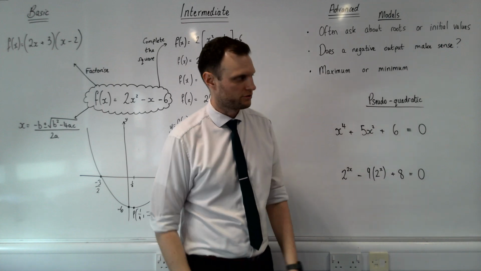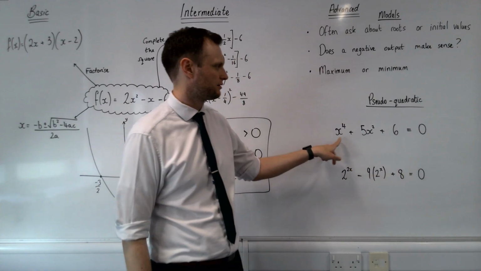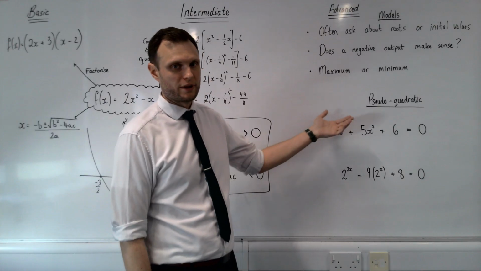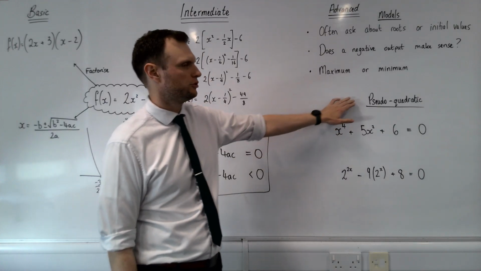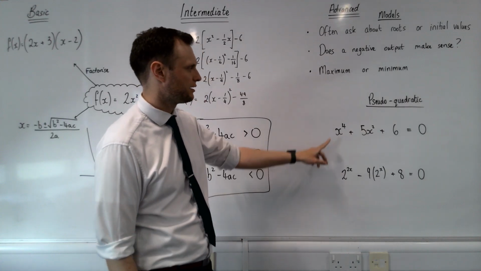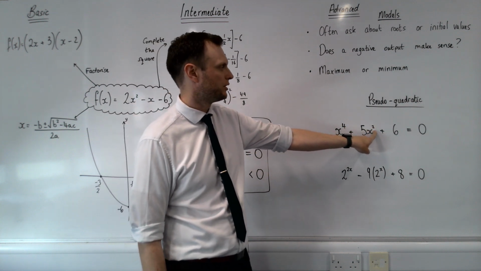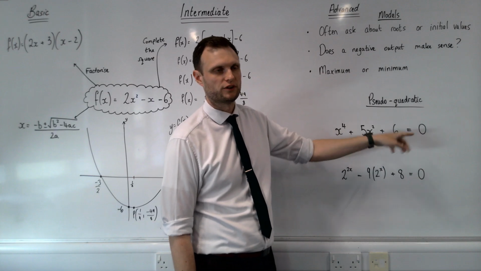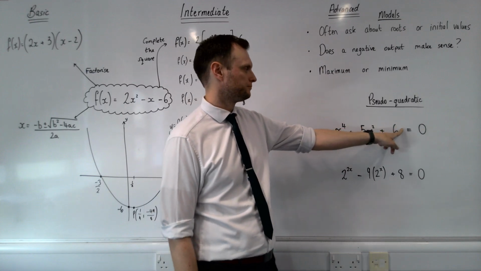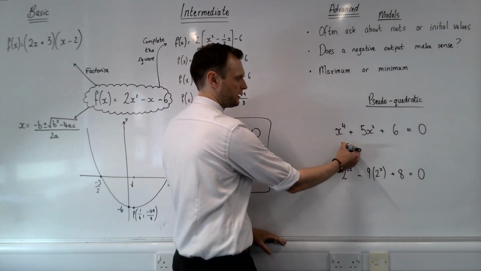The last one I want to go through is these, I'll call them pseudo-quadratic. It's not really quadratic, this is clearly a quartic, it's got to the power of 4. But they'll call it pseudo because you solve them in the same way as you'd solve a quadratic. So here, what you're looking for is something with a power, half that power, and then no power. So 3 terms, something with a power, half the power, and no power. And when you have that, it's pseudo-quadratic, and you would solve it in the same way.